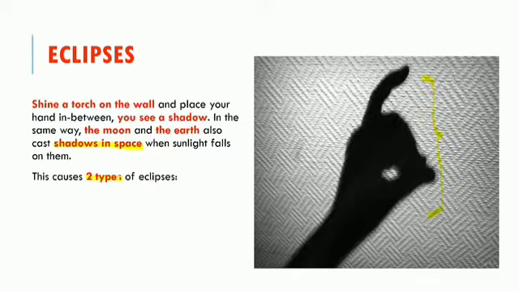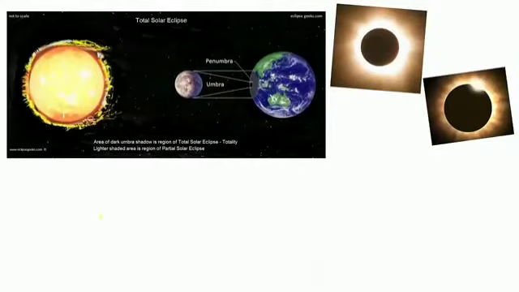What are the two types of eclipses that we have? We have the solar eclipse and we have the lunar eclipse. Now, let's first see the solar eclipse.